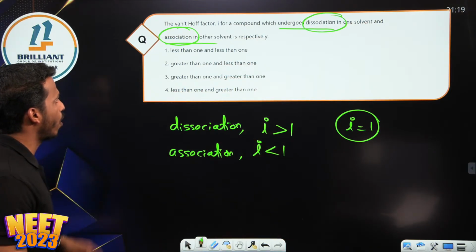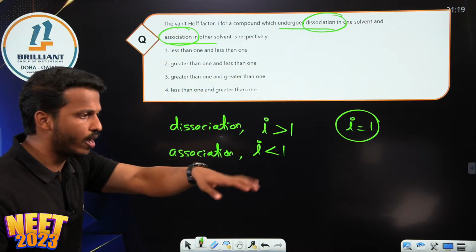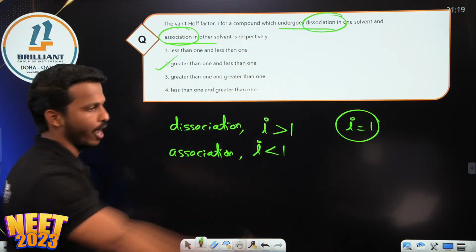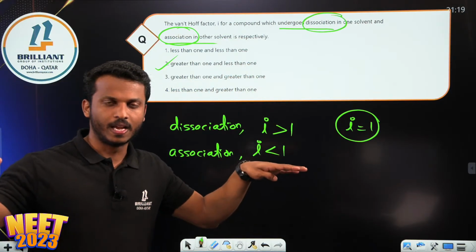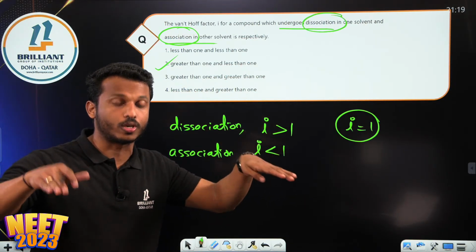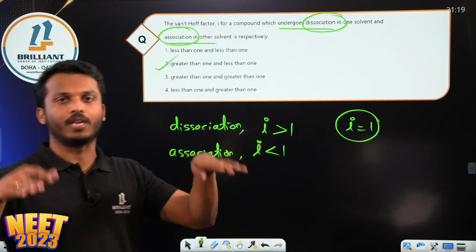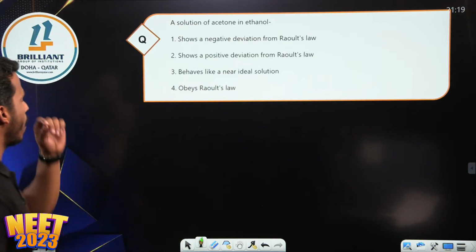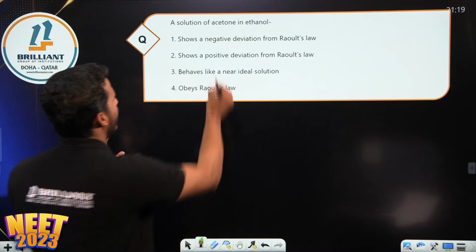So what is the correct answer? Greater than 1 and less than 1. I think it is option B. There is no doubt. Simple theory basics. NEET exam means theory-related questions, and our NCERT is the examination source. Okay, next question. A solution of acetone in ethanol.